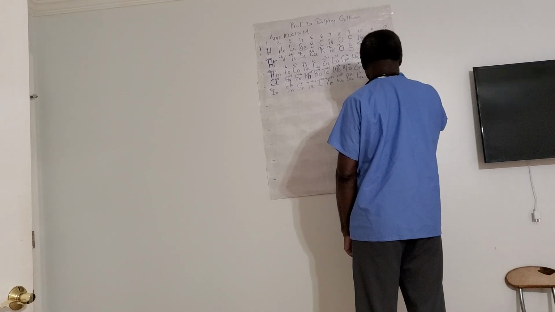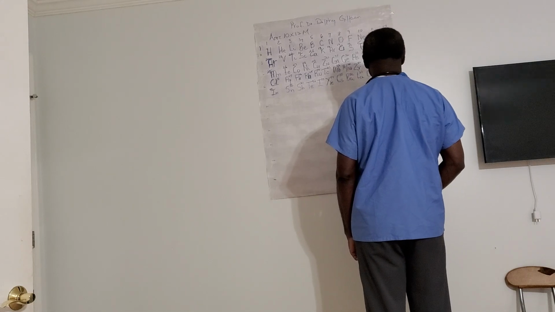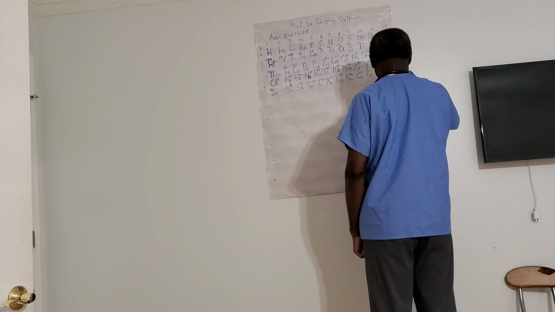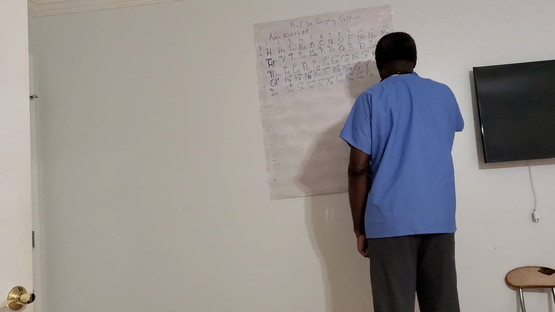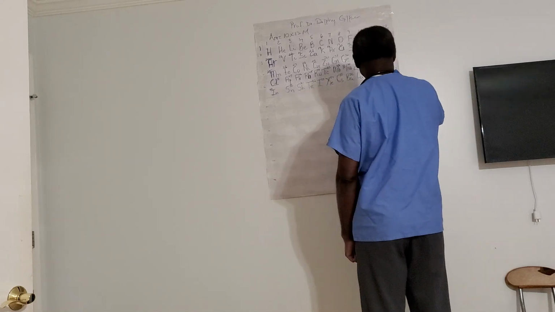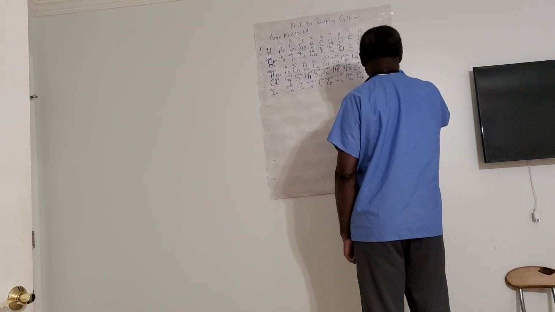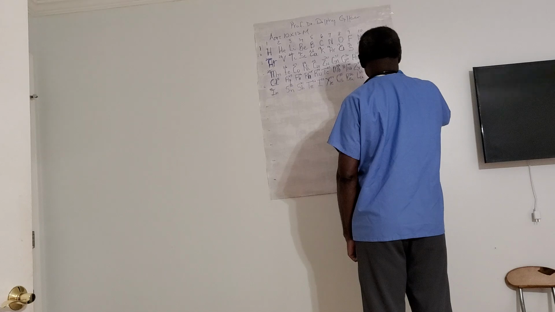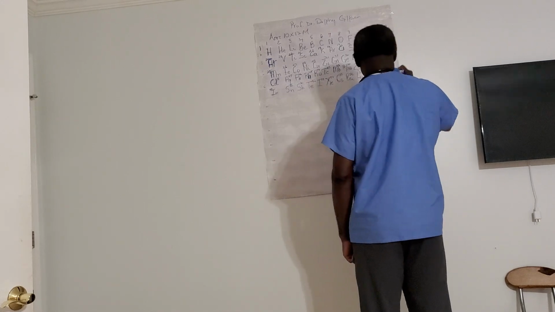58 cerium. 59, 60 neodymium, ND. This is 58 cerium. 59 I think is praseodymium. Let's see. Yeah, 59, praseodymium. 60 neodymium.